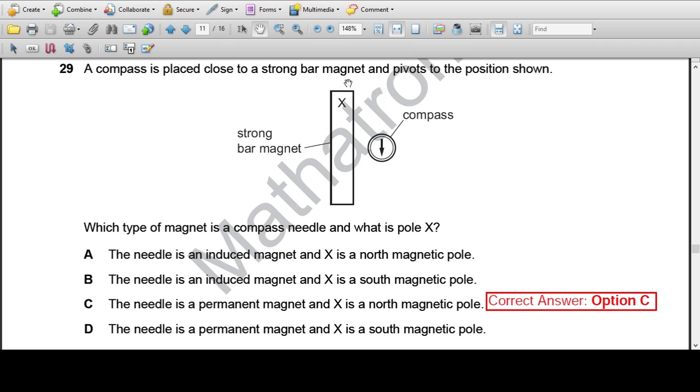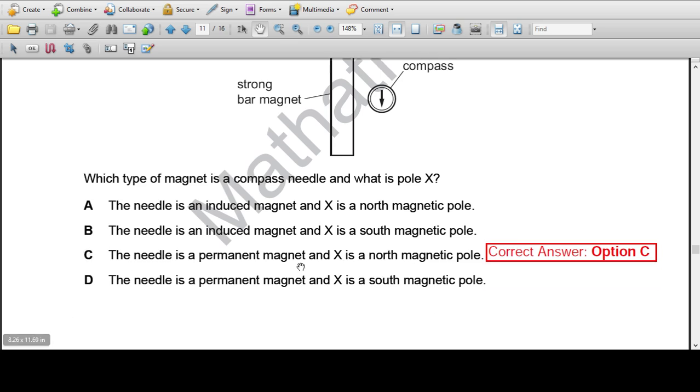The magnetic field direction will be from north to south. So this is directed to the south, from north to south. So this is the north position. So option C is correct.